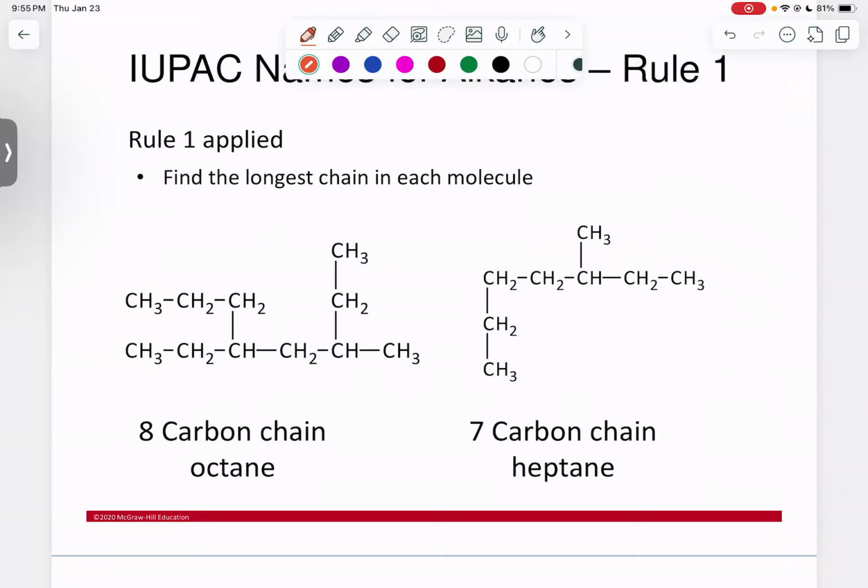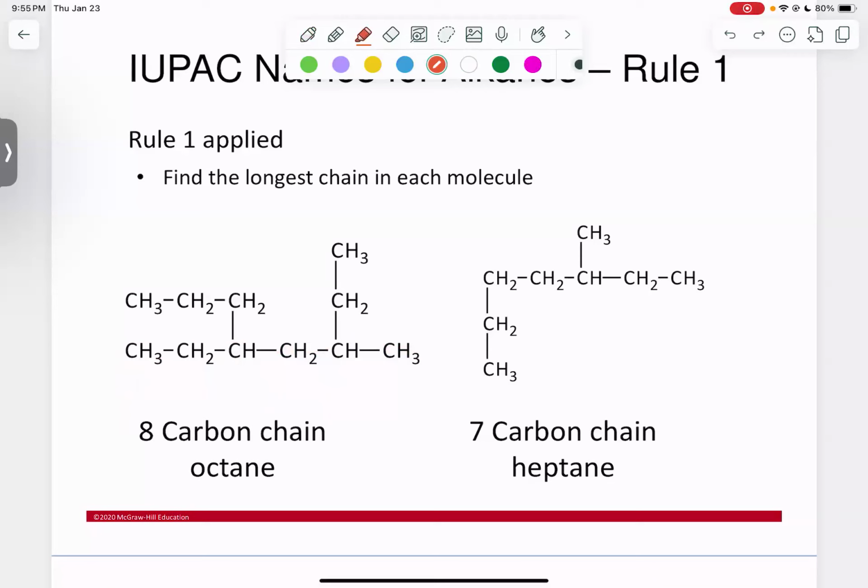So what you want to do is practice finding the longest continuous chain. So let's try a few things. A lot of people want to go, okay, from left to right, there we go. But that's only 1, 2, 3, 4, 5, 6 carbons long. What if, on the other hand, I started someplace else? Let me erase this. There we go. What if I start from here?